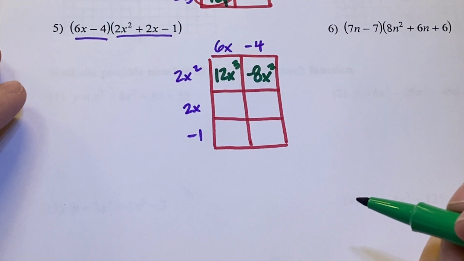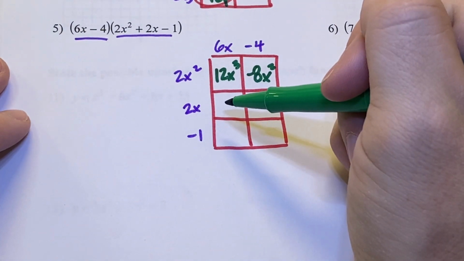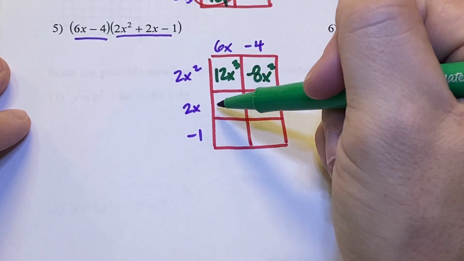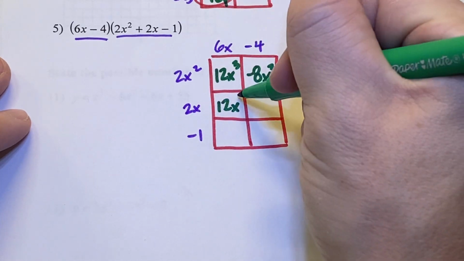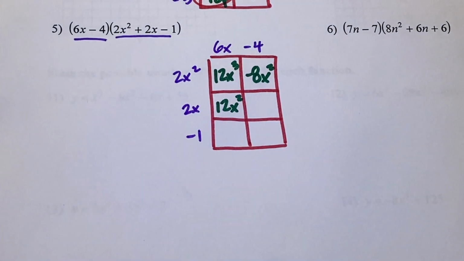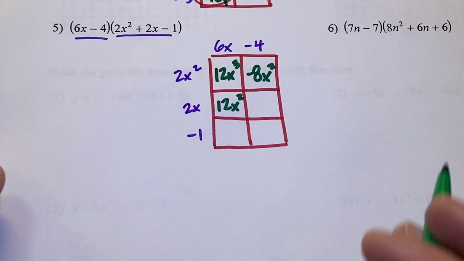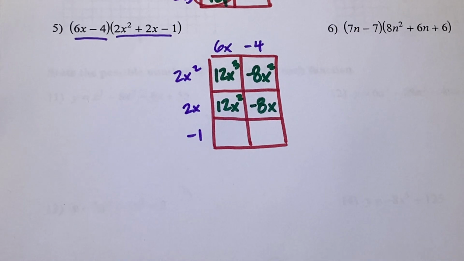Let's see here. Brayden, what are we going to get with 6x times 2x? 6 times 2. 12x. Love it. 12x squared. 2x is there. Kaylee, what are we going to get with negative 4 times 2x? Negative 8x. Negative 8 with just 1x.